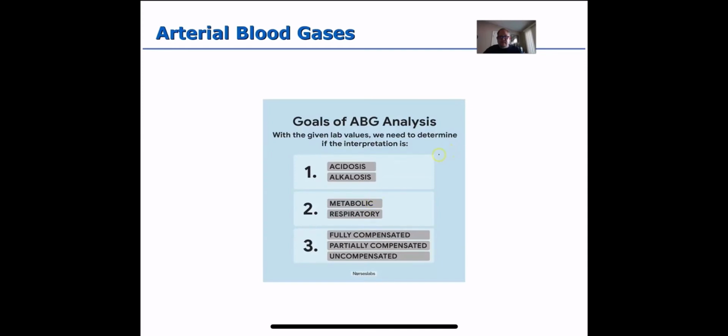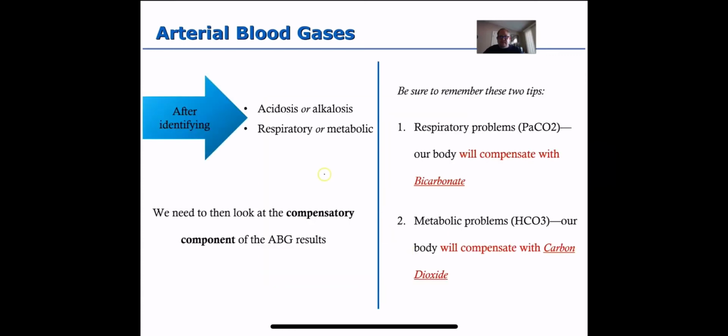So, the goals of ABG analysis. First, check to see if it's acidotic or alkalotic. Then check to see if it's a metabolic issue or a respiratory issue. Then your final interpretation is whether it's fully, partially, or uncompensated. Regarding compensation, we look at the opposite or alternate value. For respiratory problems, you look at your bicarbonate to see if there's compensation. If it's a metabolic problem, you look at your CO2 to see if it's compensating.